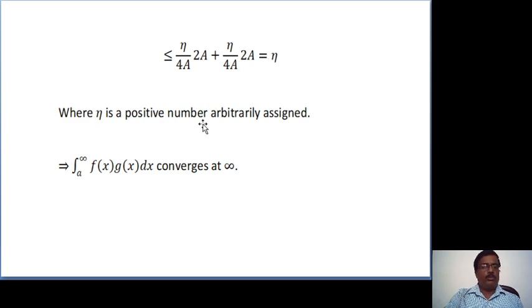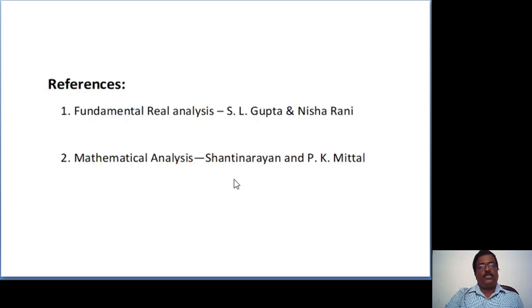Where eta is an arbitrarily assigned positive number, which implies the integral from a to infinity of f of x into g of x dx converges at infinity. So this is the proof of Dirichlet's test.